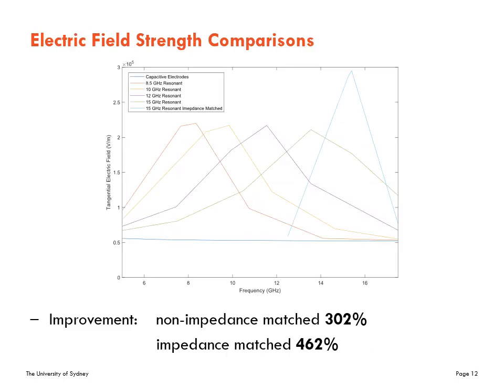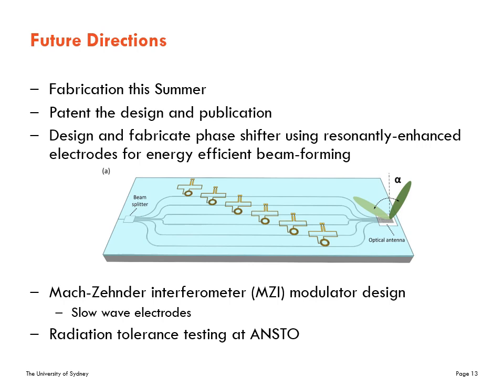Here's a comparison of the electric field strength at the ring's electrodes. That flat blue line down the bottom is the original design's simple capacitive electrodes. The 4 slightly higher field strengths are from non-impedance matched loop resonator designs. And that big light blue peak is from an impedance matched resonant electrode design. Quantitatively, the non-impedance matched resonator design shows a 302% increase in the electro-optic efficiency, and the impedance matched resonator design shows a 462% increase.